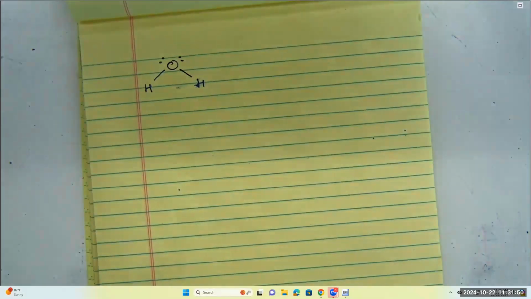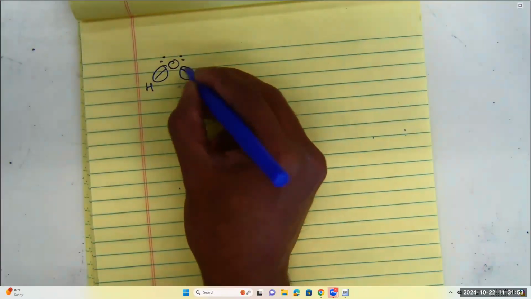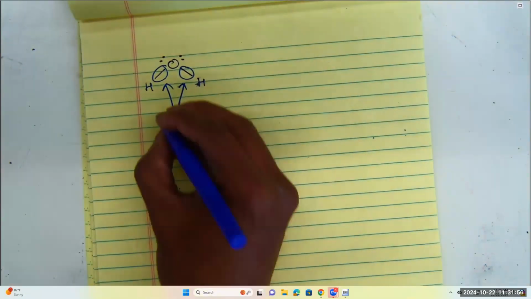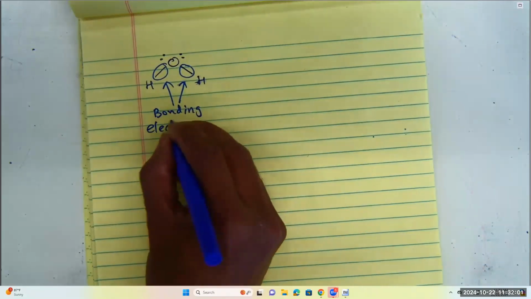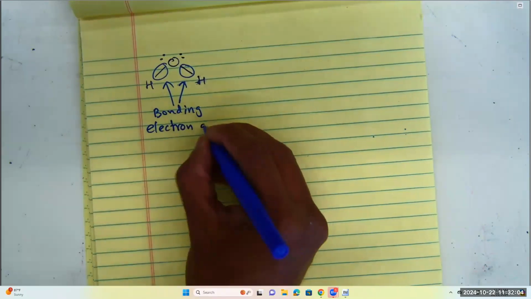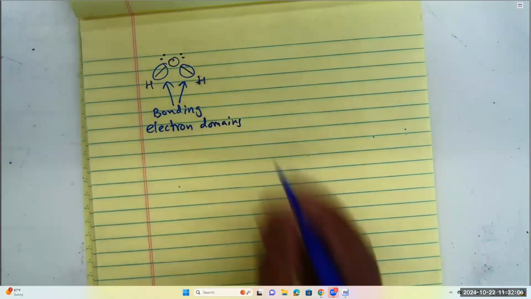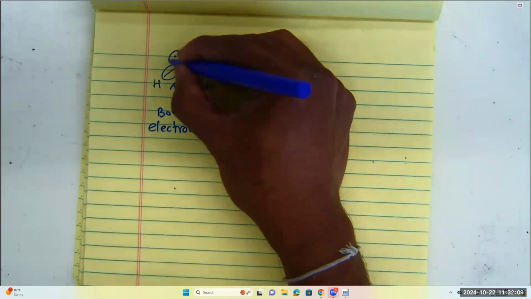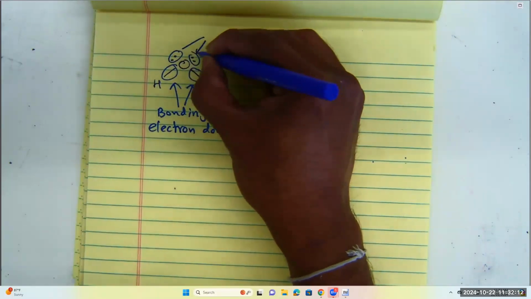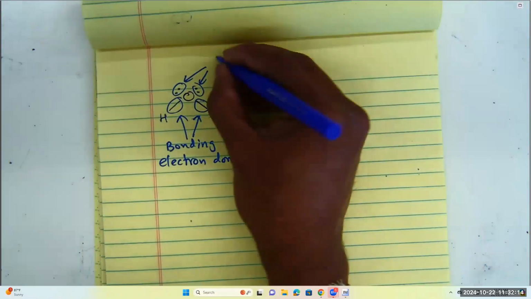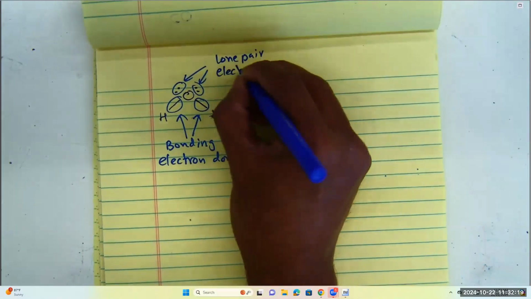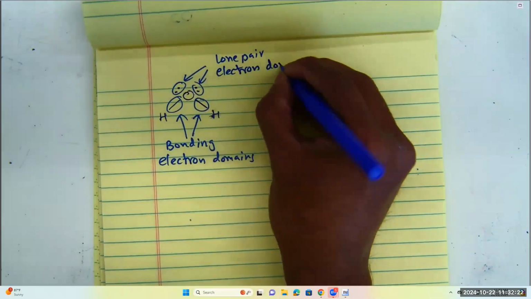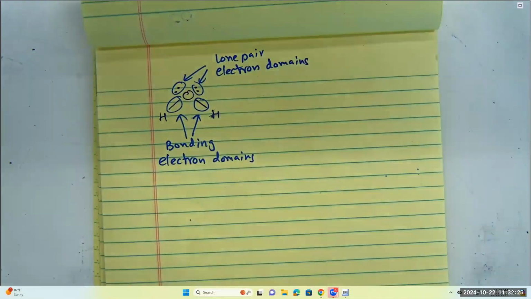So here, these sticks or these lines are called bonding electron domains. On the other hand, we have these lone pairs. These are called simply lone pairs or lone pair electron domains. So what we are seeing is this, right?